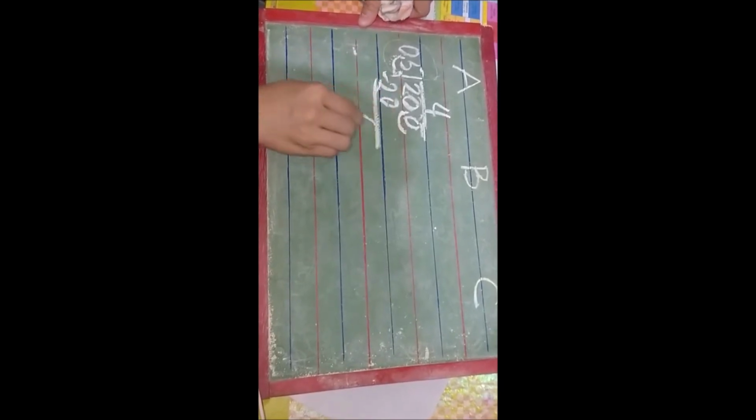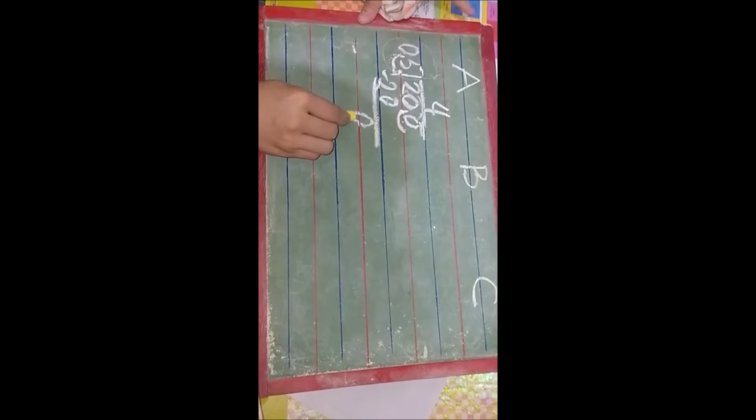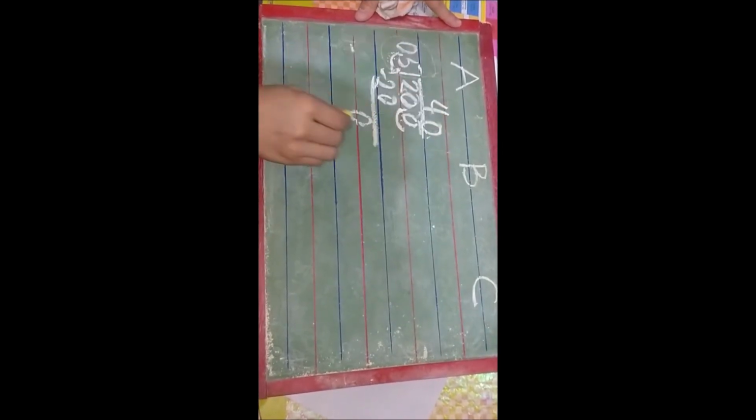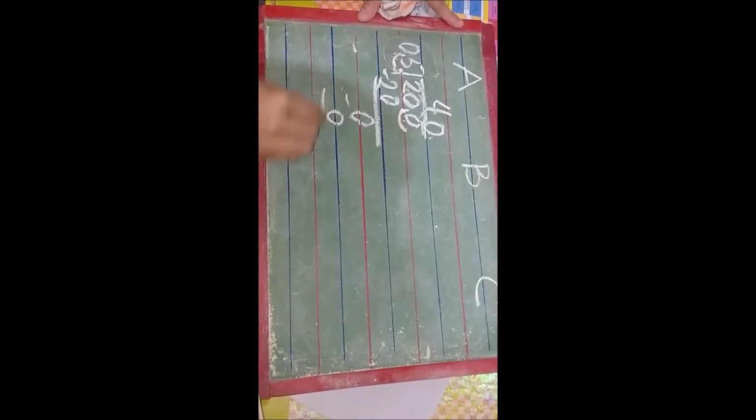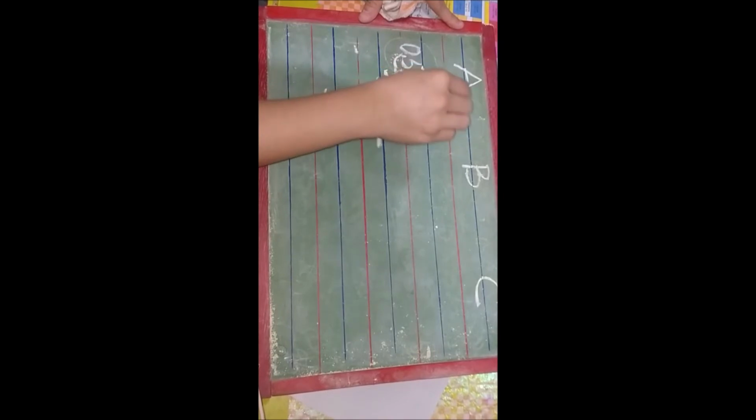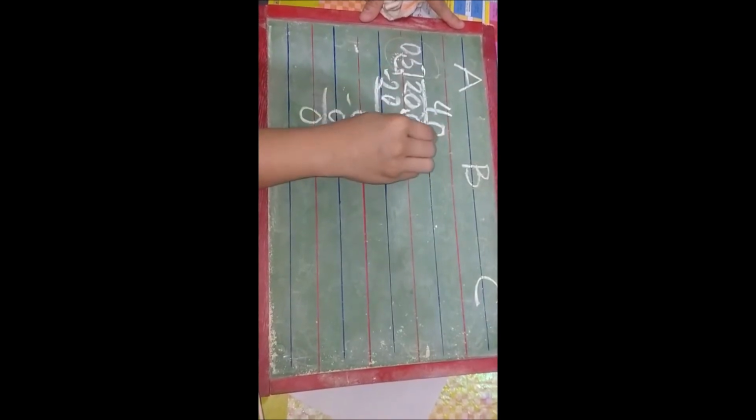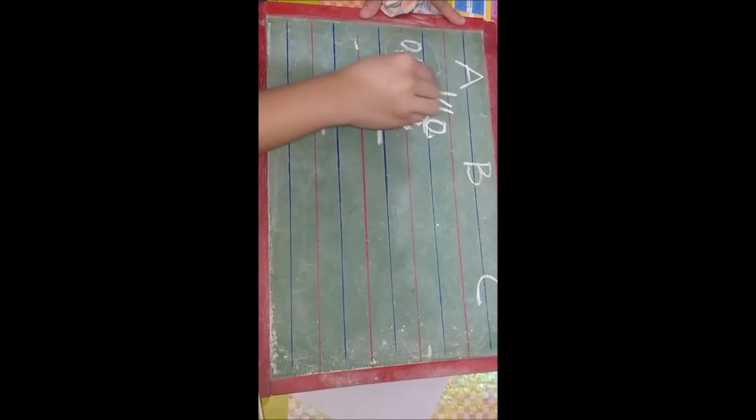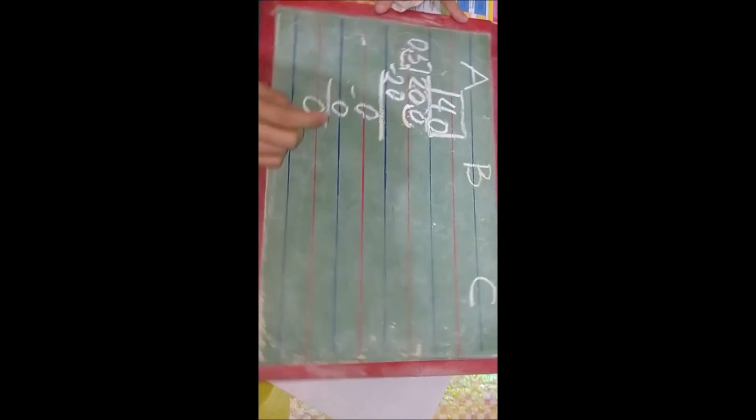Bring down 0. Once you bring down, continue the operation. 0 divided by 5 is 0. 0 times 5 is 0. Minus is 0. There is nothing more to bring down, so it is our final answer, 40. You may put your decimal point there. Aligning it is optional because it is just a whole number.